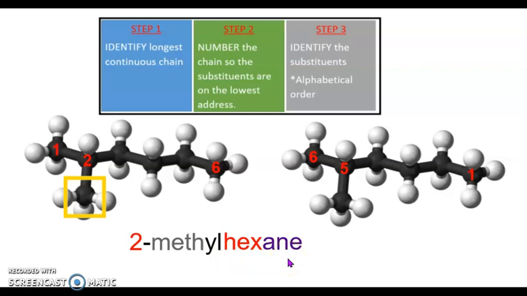If you named it 5-methylhexane, it would be incorrect according to the IUPAC naming system.